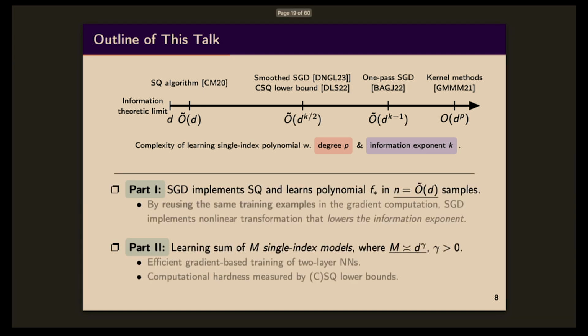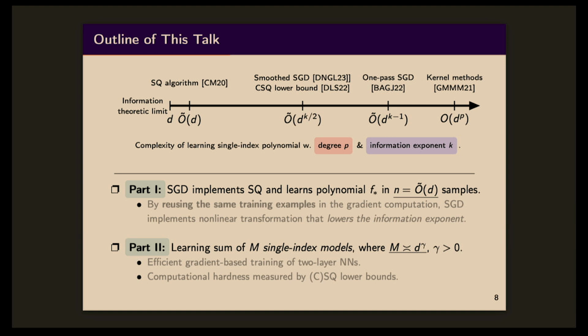And so for this talk, there will be two parts. The first part is we will try to show that with some cheating, SGD can already implement SQ instead of CSQ. So we can derive a sample complexity of SGD that's close to the information-theoretic limit.